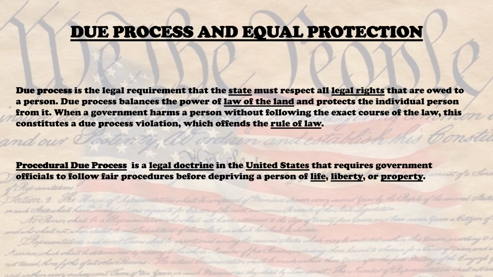Now, when we talk about due process, we have procedural due process and substantive due process. Procedural due process is a doctrine in the United States that requires the government to follow fair procedures before depriving a person of life, liberty, or property.